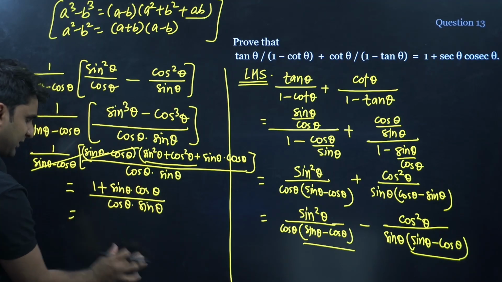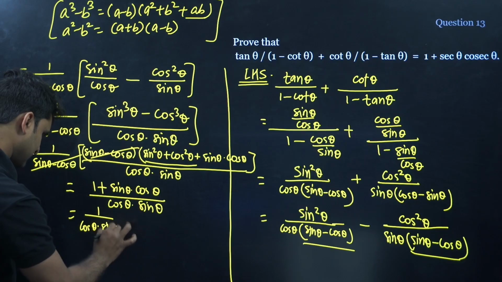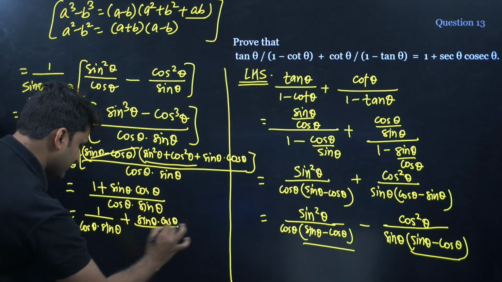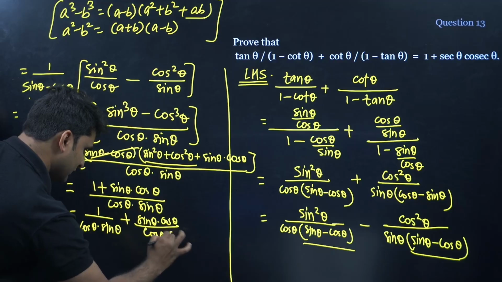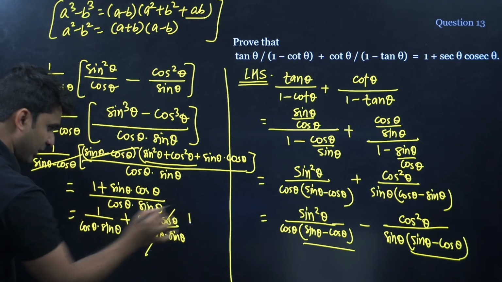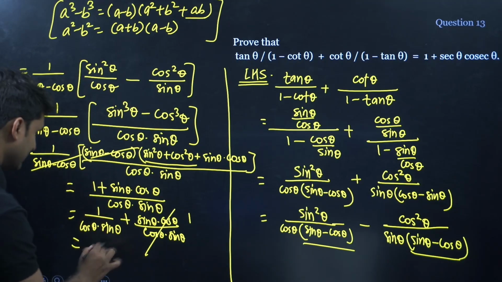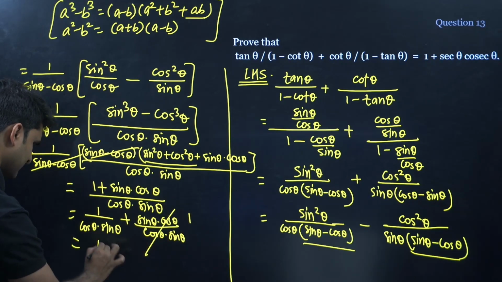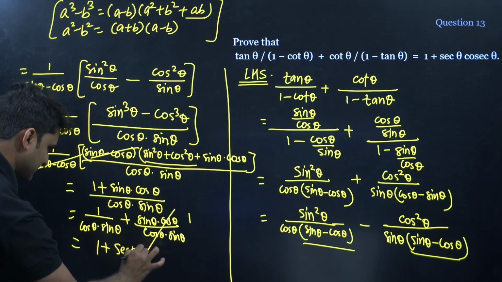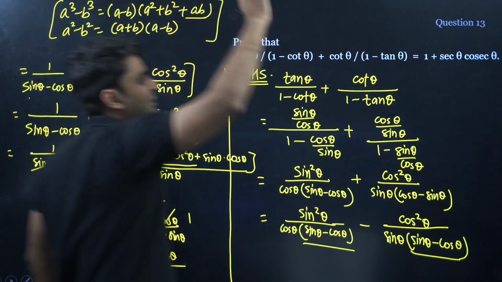Now let's write separately 1 by cos theta sine theta plus sine theta cos theta divided by cos theta sine theta. So they will be cancelled with each other. So we have 1, and 1 by cos is equal to sec theta, 1 by sine is equal to cosec theta, and this one can be written as first position, and 1 by cos is sec theta, and 1 by sine is cosec theta. Look at the RHS, guys. 1 plus sec theta cosec theta. Hence proved.